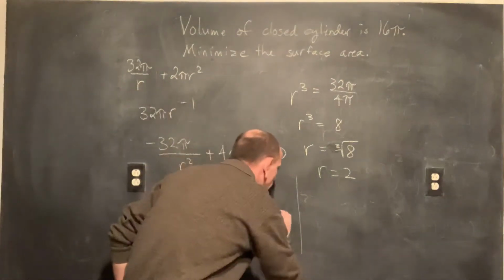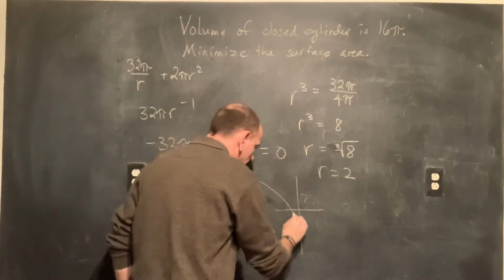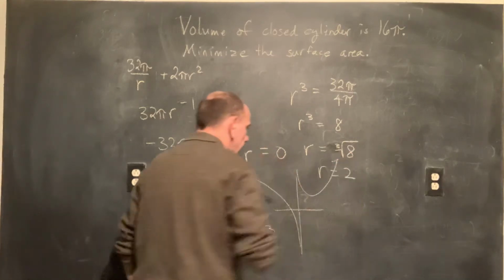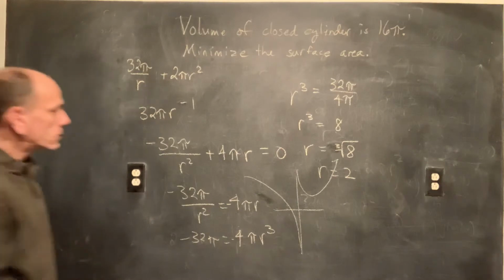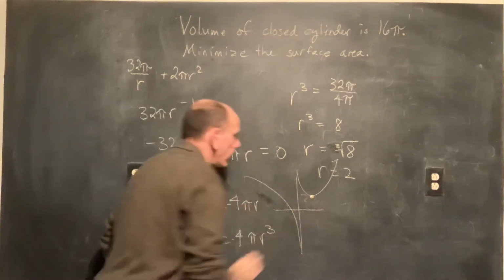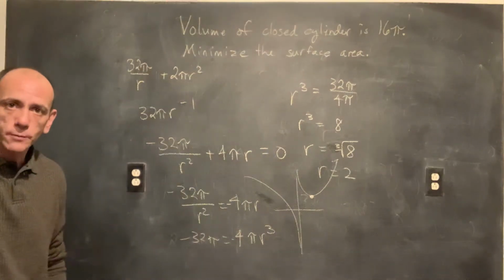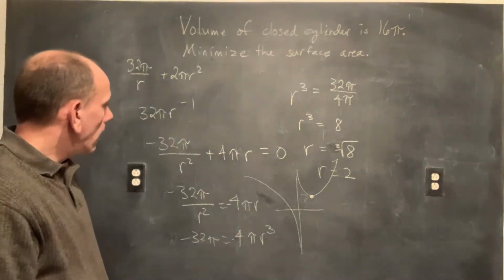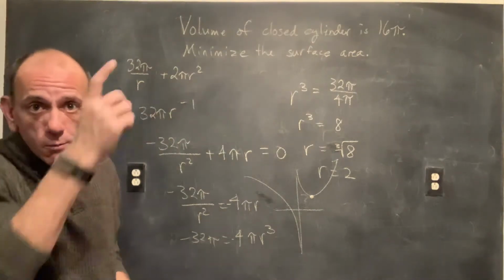Now we can use the graph. If I recall correctly, it looks something like this, more or less, the graph of that, so that we can verify that sure enough it is actually a minimum at r equal 2 and not a maximum. But that's just a matter of graphing your objective function and just taking a look. Is it a max or a min?